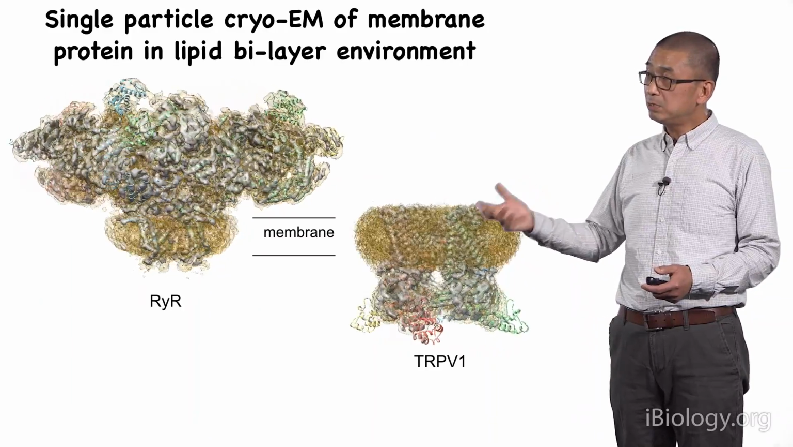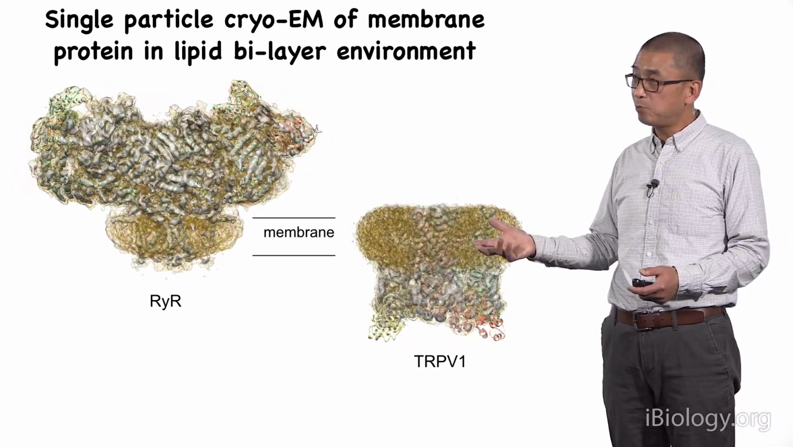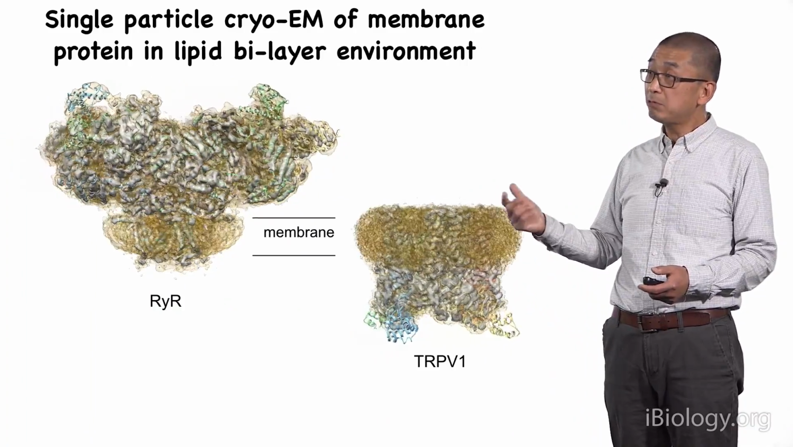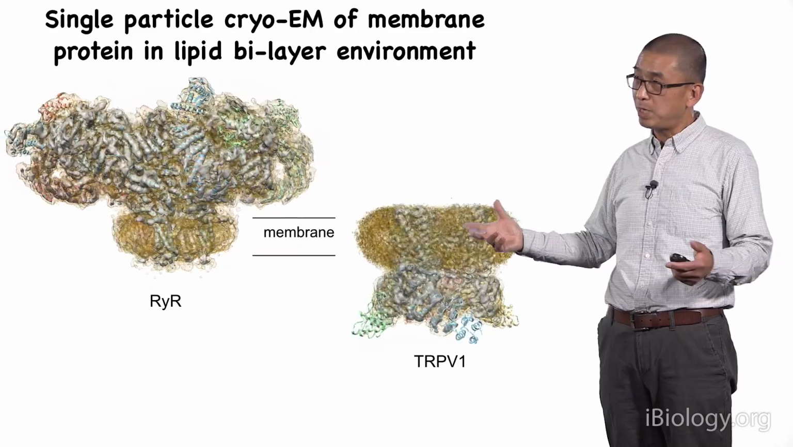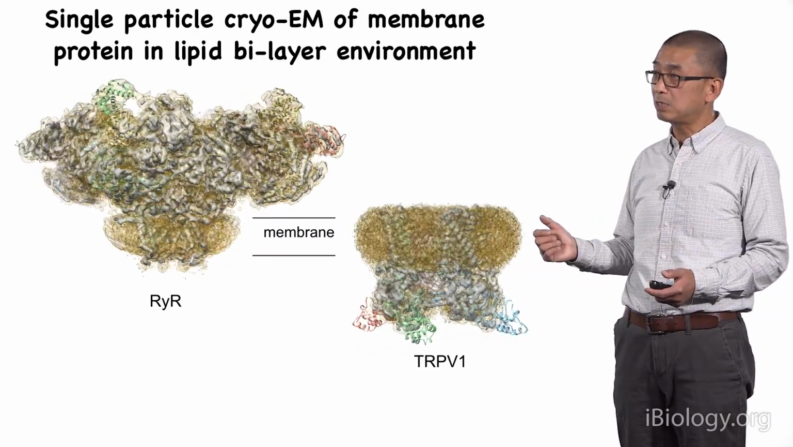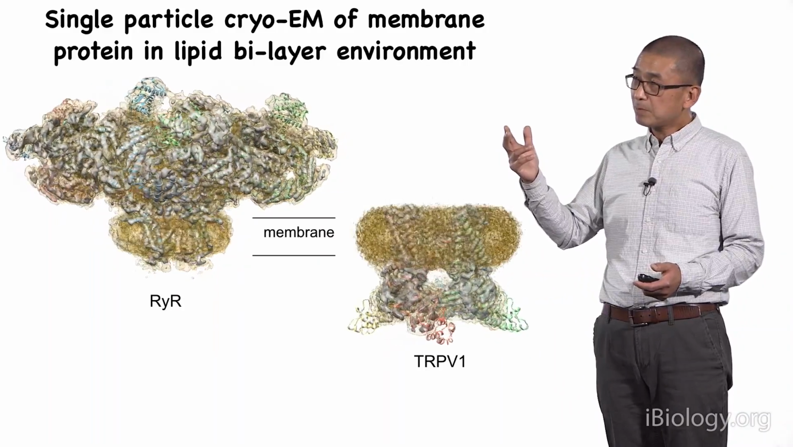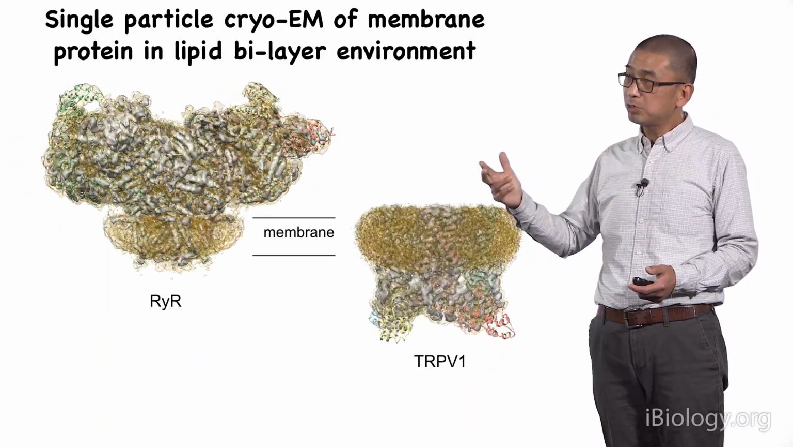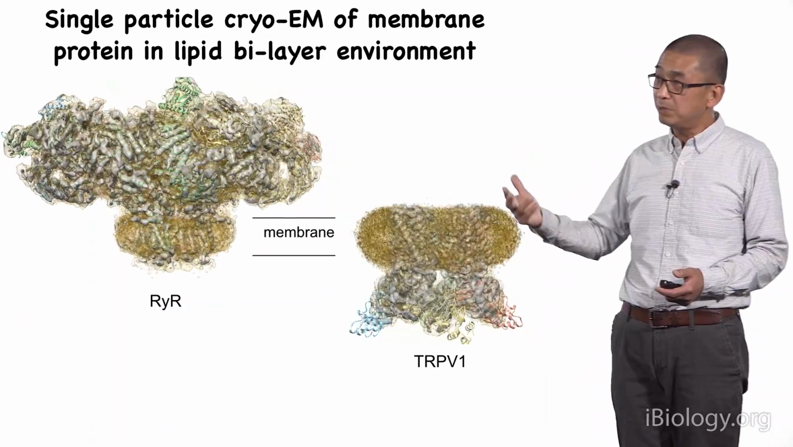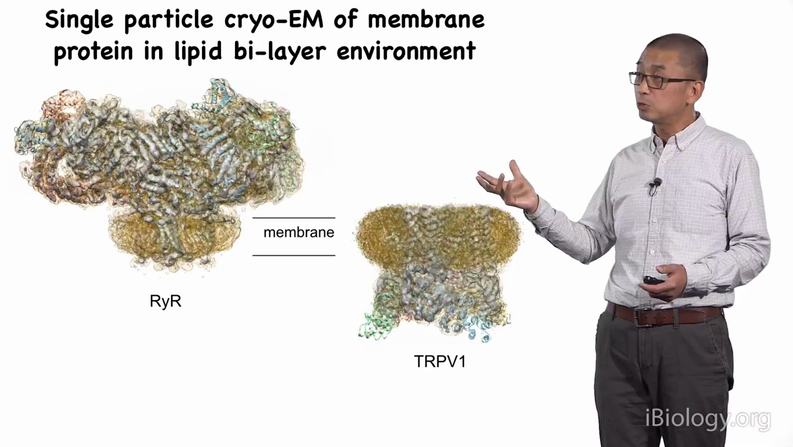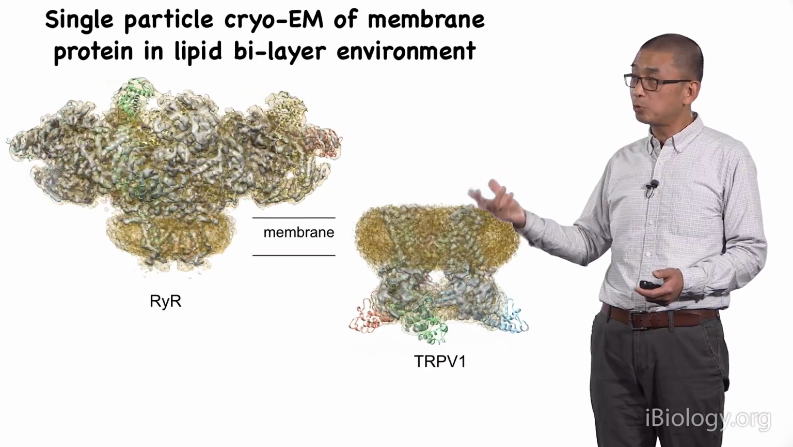Now, this is our structure of TRPV1 in a lipid nanodisc. On the left here is a ryanodine receptor, which has a very large soluble domain, also embedded in the lipid nanodisc. In both cases, one can think that the image refinement was really facilitated probably by this relatively large soluble domain.